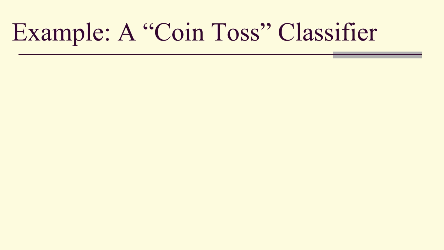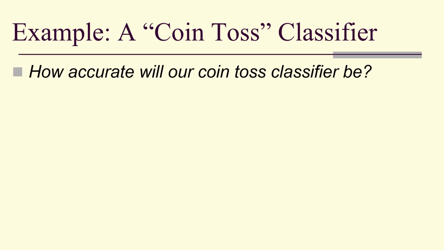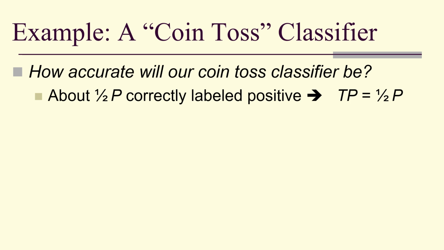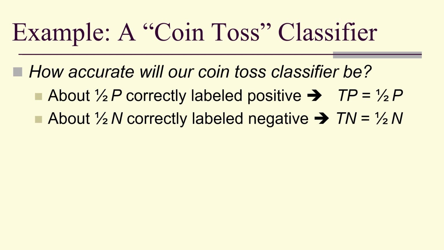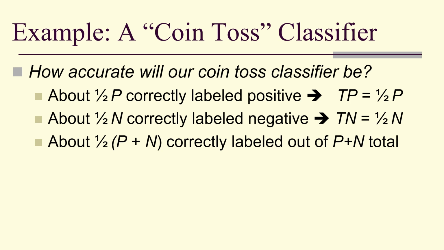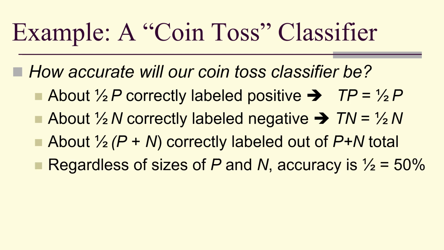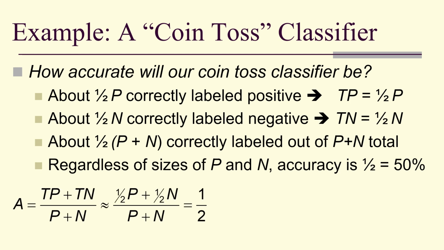So for example, a coin toss classifier. How accurate will this coin toss classifier be? Well, about half of capital P are correctly labeled positive, so TP is about 1/2 P, and about half of capital N correctly labeled negative, so TN is about 1/2 N. About 1/2 of P plus N correctly labeled out of capital P plus N total, and regardless of the sizes of P and N, the accuracy therefore is about 50% for our coin toss classifier. Here you can see the formula, and A is expected to be 50%, 1/2.